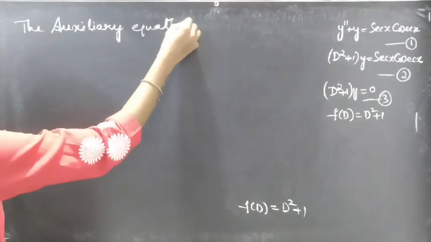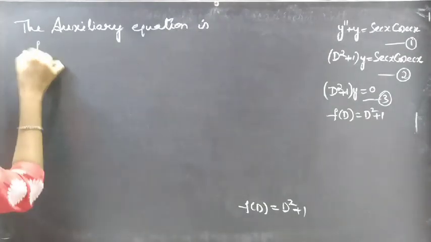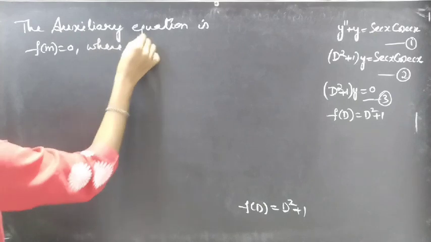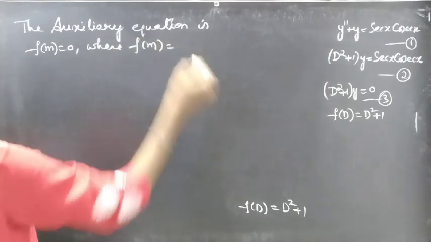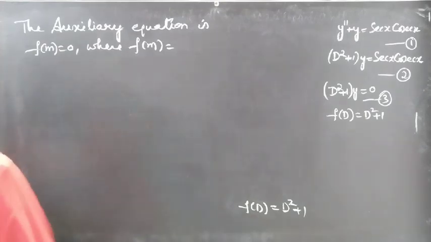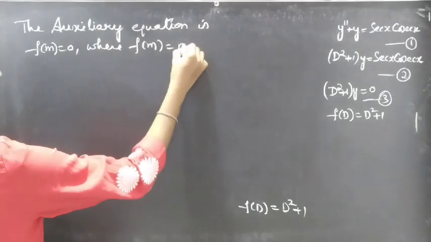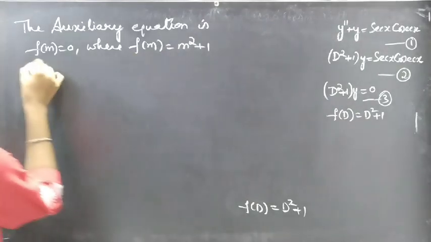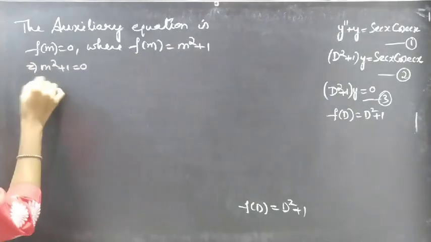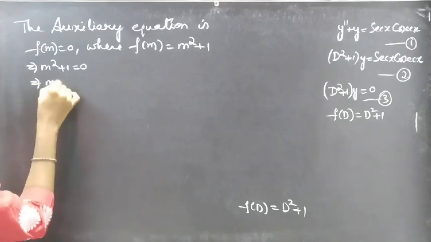The auxiliary equation is f of m equal to 0, where we have f of D equal to D square plus 1, right? Let's replace differential operator D by m, so that we'll get f of m equal to m square plus 1, and the auxiliary equation becomes m square plus 1 equal to 0. We need to find roots to this equation.